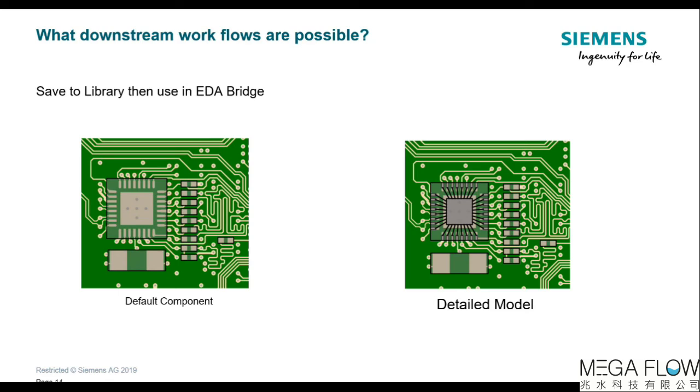Once we have our thermal models of our packages, how can we use them? The simplest way to add these packages into a simulation project would be to save them into a library. From here they can be dragged into any project or added to PCBs in EDA Bridge using the Replace Component feature.